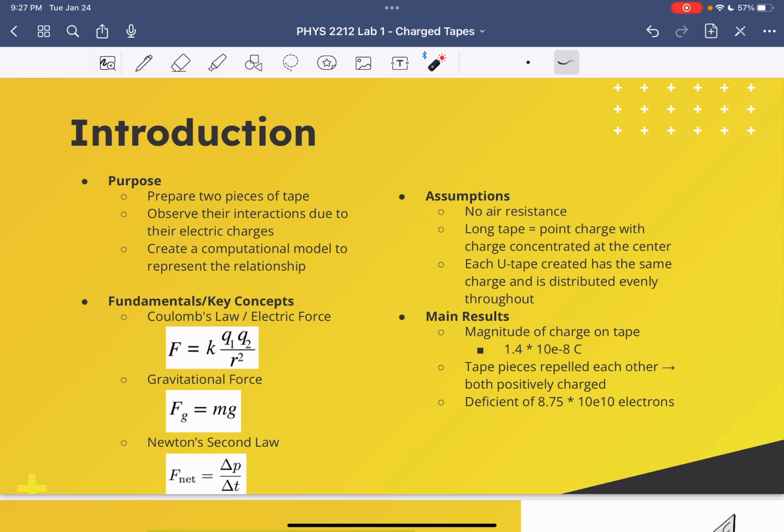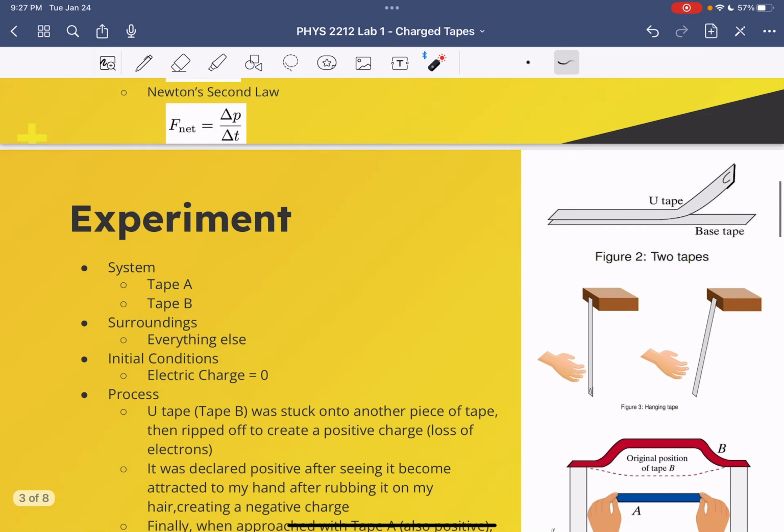The main results of this lab are that the magnitude of charge on both tapes was 1.4 times 10 to the negative 8 coulombs. This is a positive number, which means both tapes were positive and repelled each other. And they were deficient of 8.75 times 10 to the 10th power of electrons. That's why they were positive.